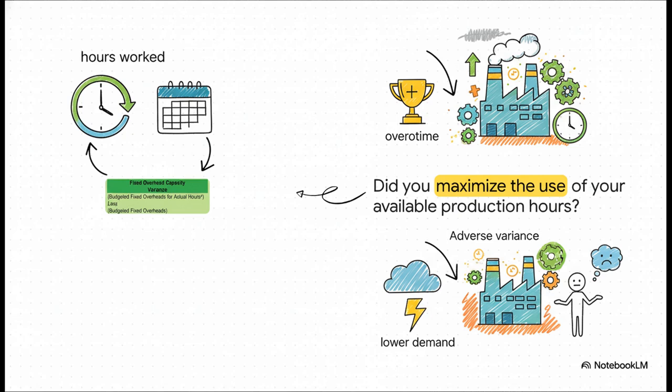It just compares the hours you actually worked against the hours you budgeted to work. Working more hours than budgeted is favorable because you're utilizing your assets more. Working fewer hours is adverse because your expensive factory was sitting idle when it should have been running.